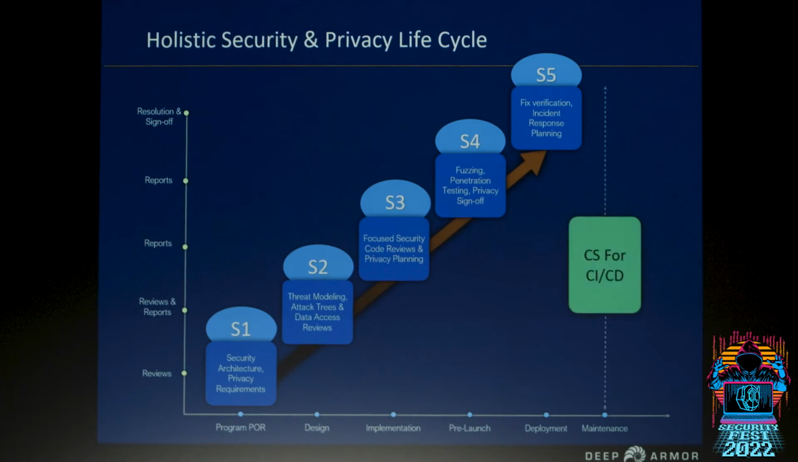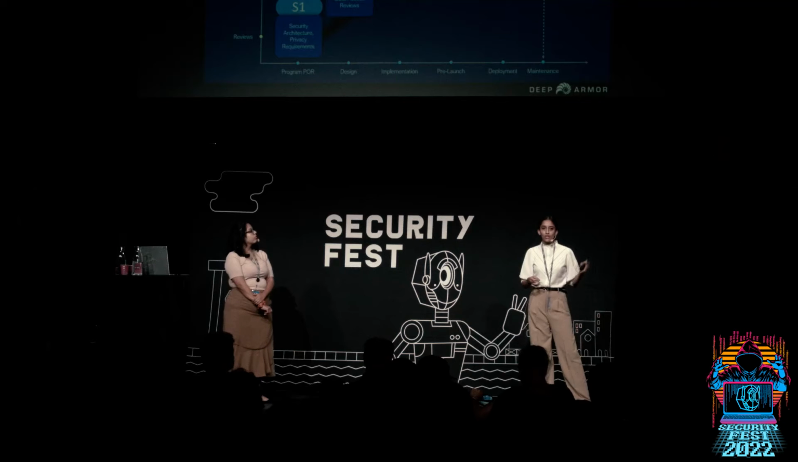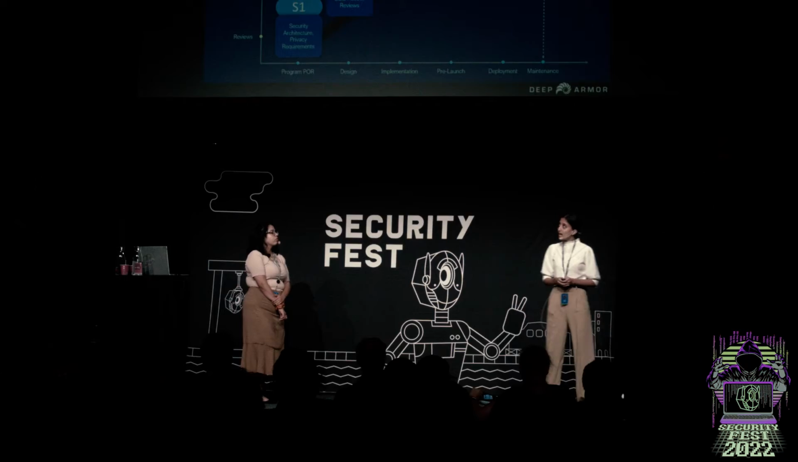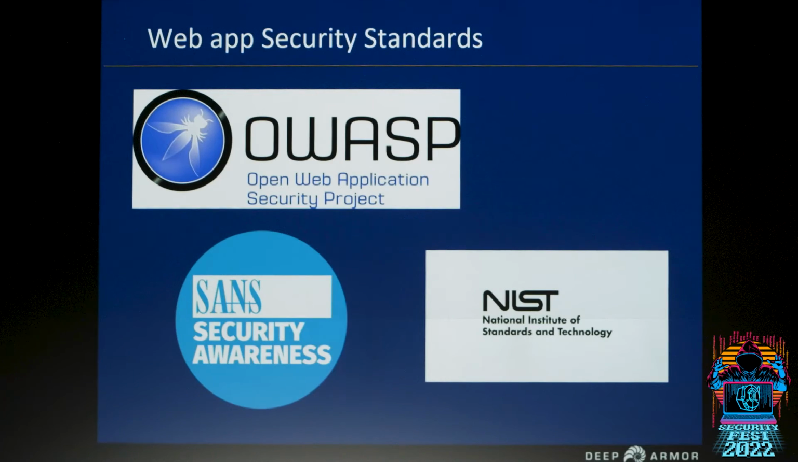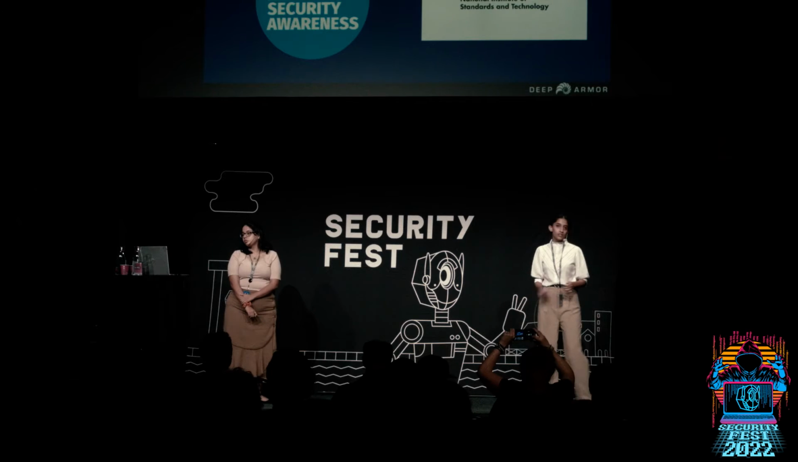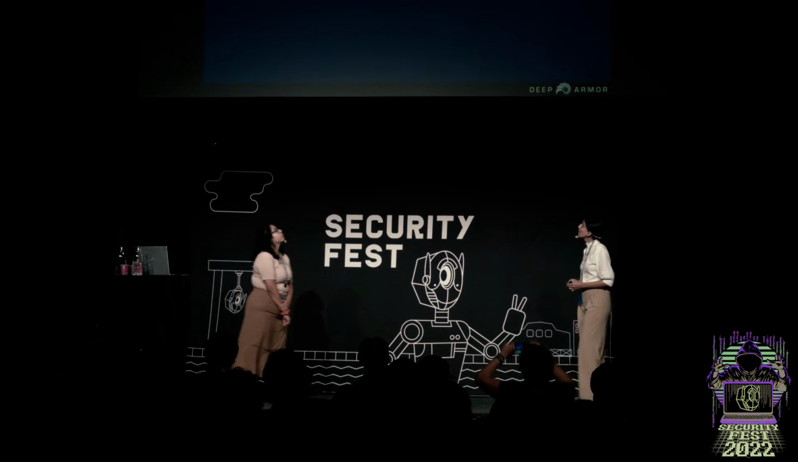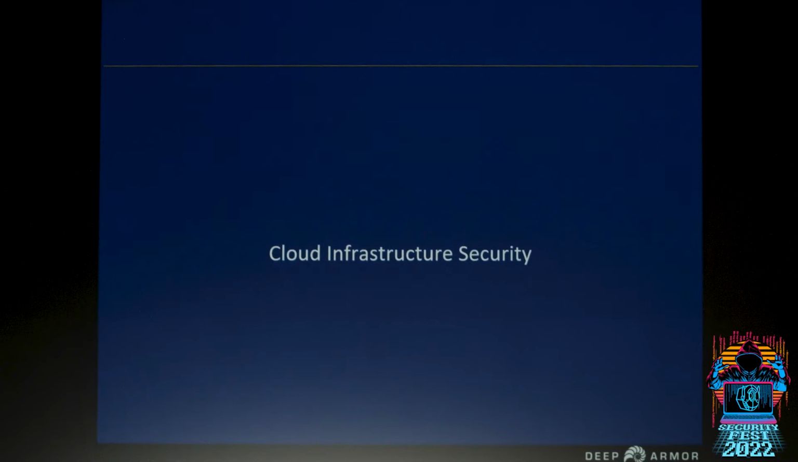Along with this, we also have an additional step that is called CI/CD for Scrum, that majorly focuses your efforts on any new feature that you can add on to your web application. Along with these, we also look into certain industry standards such as OWASP, SANS, and NIST. Now, let's look into cloud infrastructure security. I would like Krishnaa to take over from here.